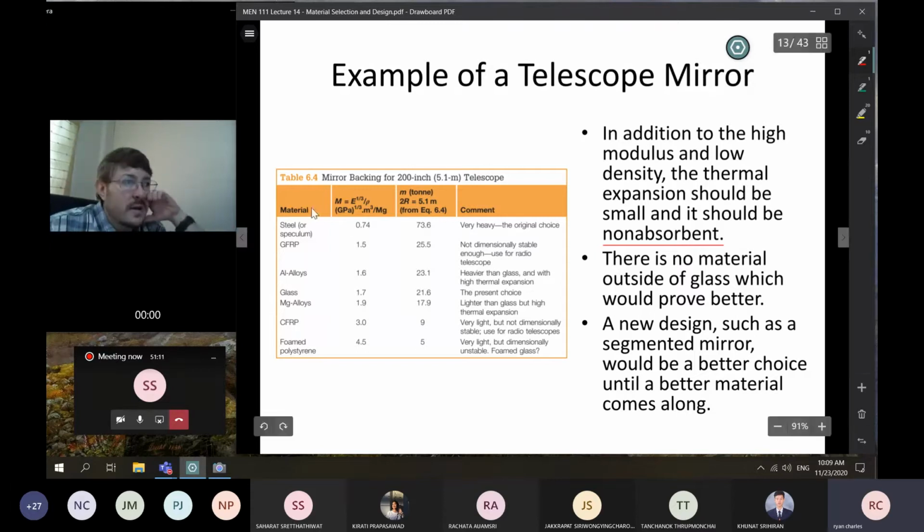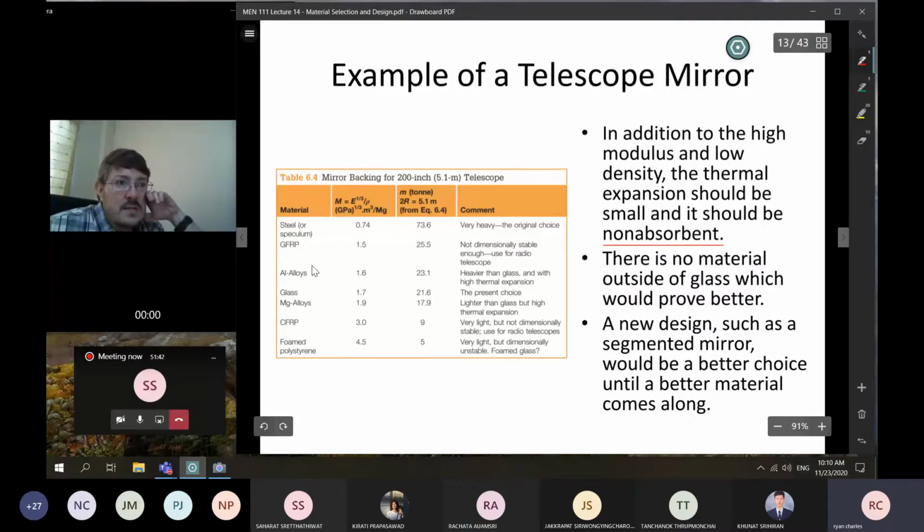So we look here. Okay, steel. Steel is way too heavy. That's silly. But a lot of people think of steel for everything. Like, okay, can we make it out of steel? Because it's easy to work with and it's cheap. Well, steel is way too heavy and it would rust. All right. Graphite fiber reinforced polymer, not dimensionally stable enough, right? Thermal expansion and things like that.